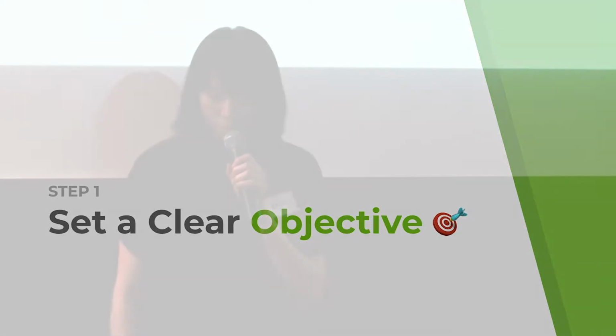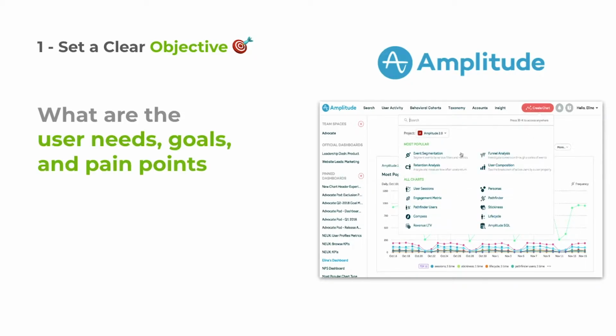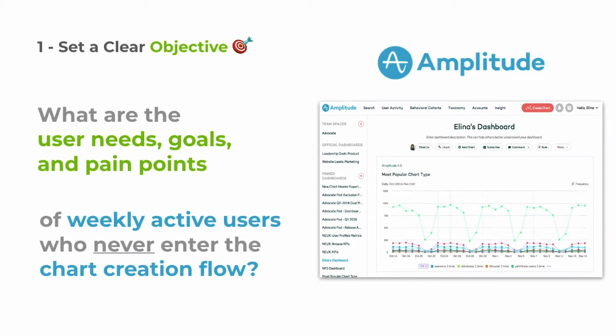And to go back to our previous example, we were trying to figure out why active users did not create a chart. So it could be a simple statement of what you're trying to figure out and then who you're trying to talk to. So what we were trying to figure out were the user needs, goals, and pain points, and who they were: weekly active users who never enter the chart creation flow.